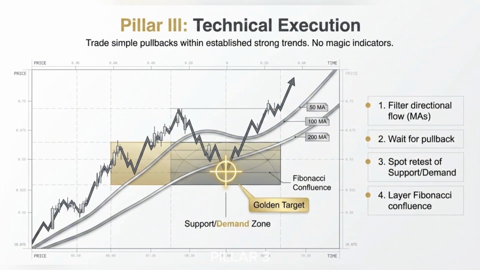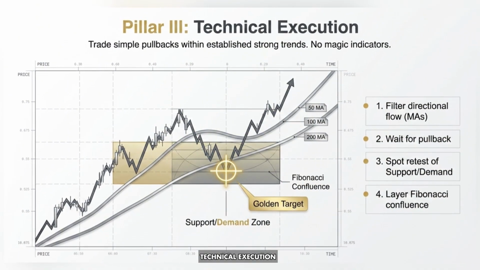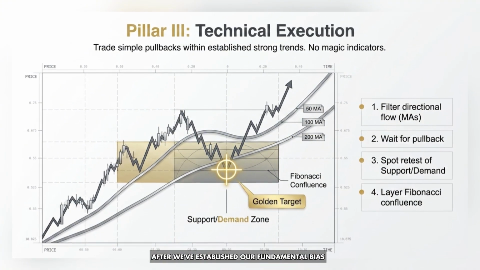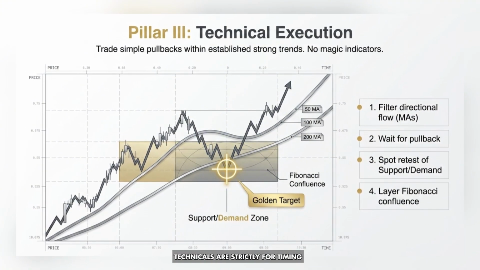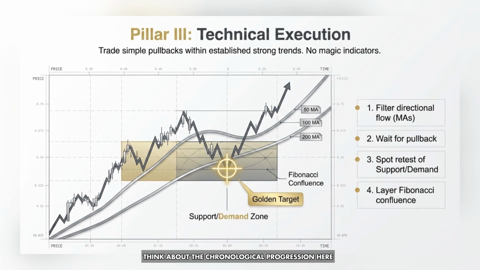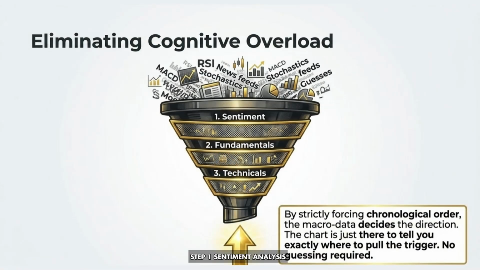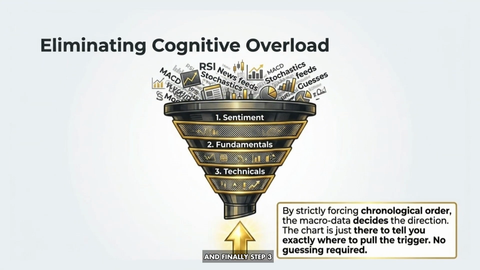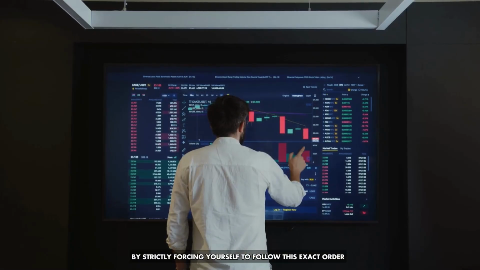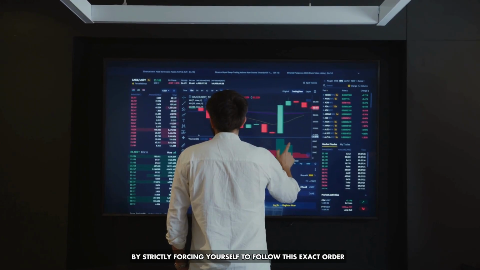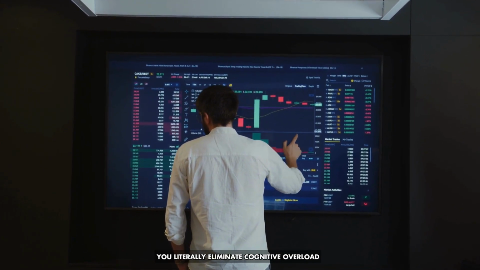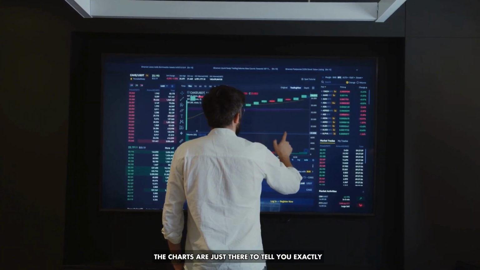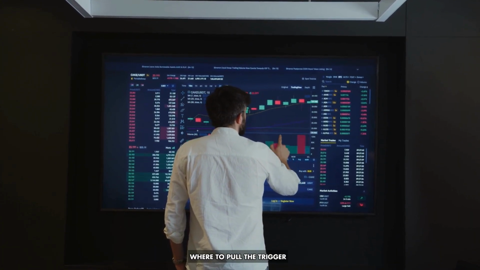And that perfectly sets up Pillar 3, technical execution. Notice how we only arrive at the technicals after we've established our fundamental bias. Technicals are strictly for timing your entries and exits. Think about the chronological progression here. Step 1, sentiment analysis. Step 2, fundamental check. And finally, Step 3, technical execution. By strictly forcing yourself to follow this exact order, you literally eliminate cognitive overload. You already know if you're buying or selling based on the broader economy. The charts are just there to tell you exactly where to pull the trigger.